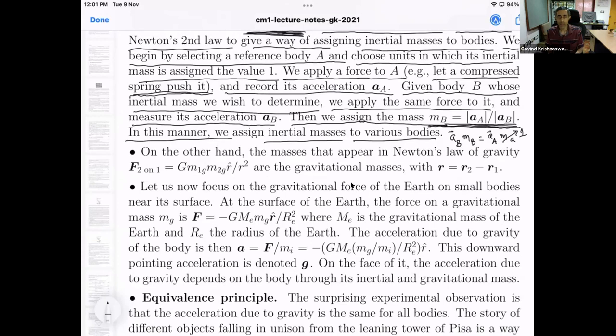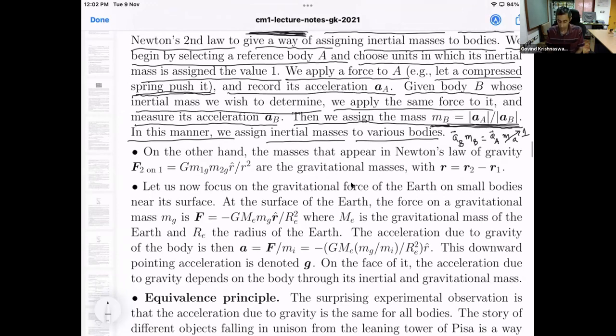I could, of course, have given it as soon as I mentioned Newton's second law, and perhaps I should have done that. But here I have brought it in because we want to compare and contrast it with another notion of mass that is coming up. So what is that other notion of mass? Now, on the other hand, the masses that appear in Newton's law of gravity between bodies, here it's point masses. So let us look at that.